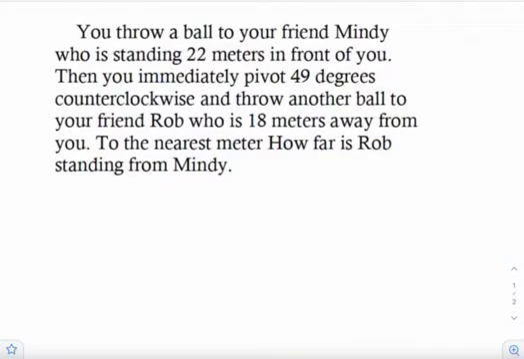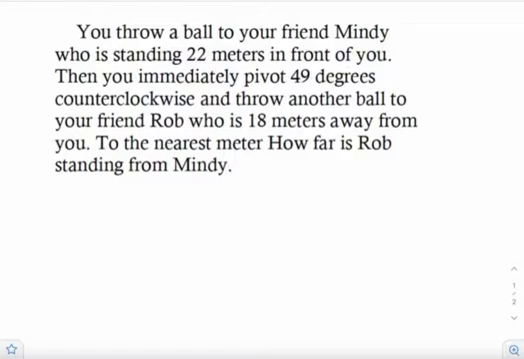Let's take a look at the problem that we're trying to solve. You throw a ball to your friend Mindy, who's standing 22 meters in front of you. Then you immediately pivot 49 degrees counterclockwise and throw another ball to your friend Rob, who is 18 meters away from you. To the nearest meter, how far is Rob standing from Mindy?